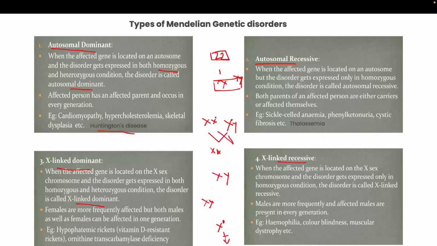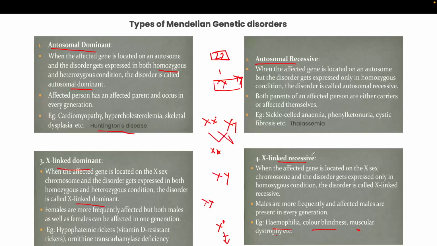Okay, the examples are hemophilia, color blindness, and muscular dystrophy. Most of the questions come from this recessive type of disorder, either autosomal recessive or X-linked recessive.